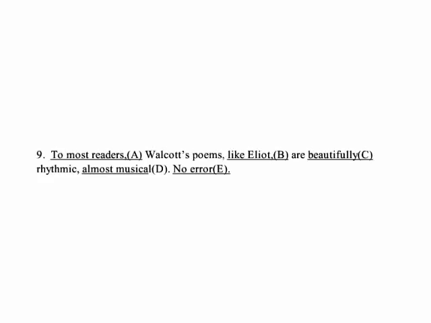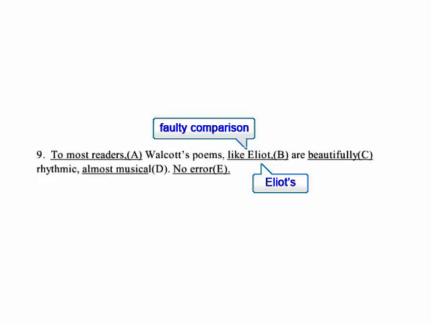Number 9. To most readers, Walcott's poems, like Eliot, are beautifully rhythmic, almost musical. Remember, your comparisons have to match. In this case, you're comparing Walcott's poems with Eliot the person. That's a faulty comparison. It should be like Eliot's, the possessive form indicating Eliot's poems, or like Eliot's poems. You've got to keep your comparison parallel. It has to make sense that you're comparing a person to another person or a thing to another thing. You can't mix and match.